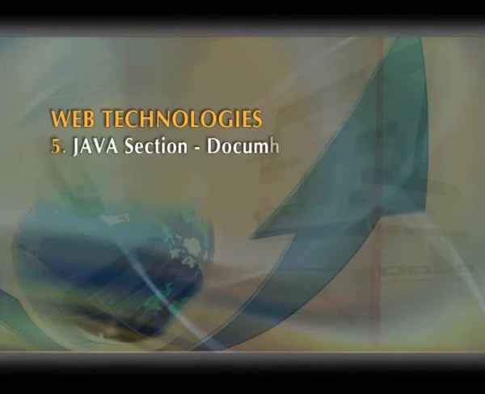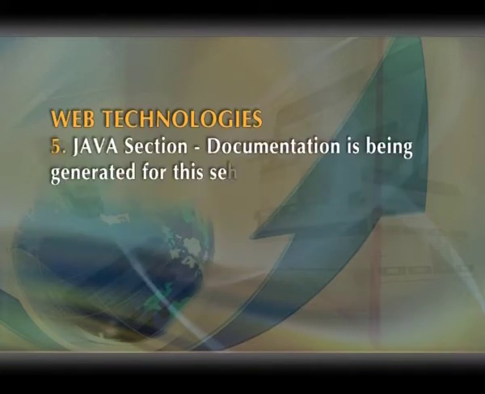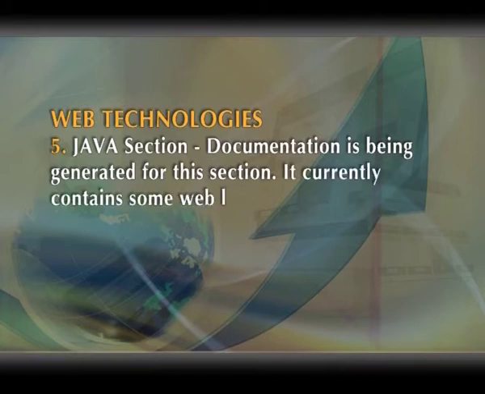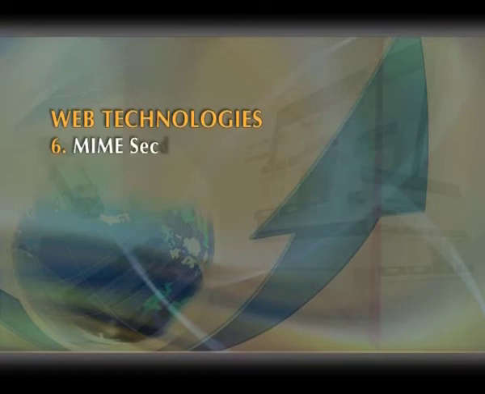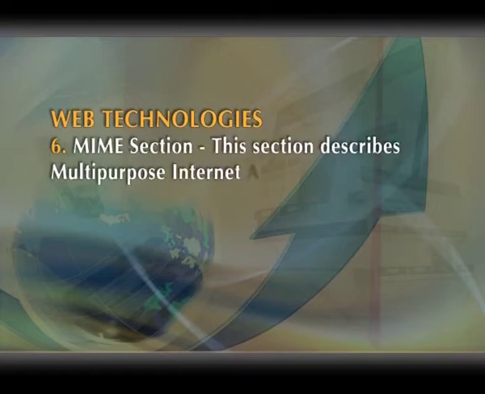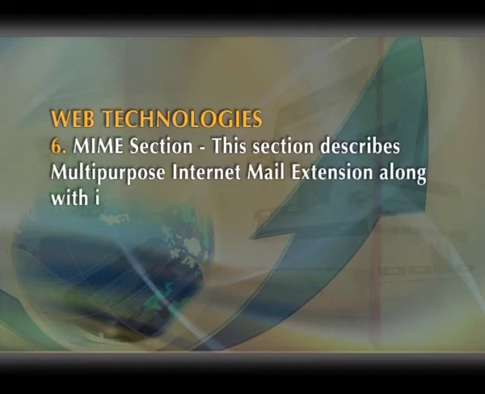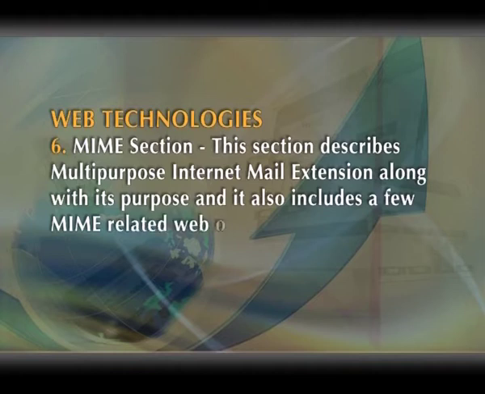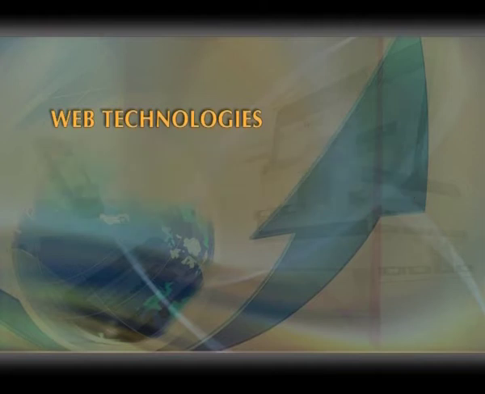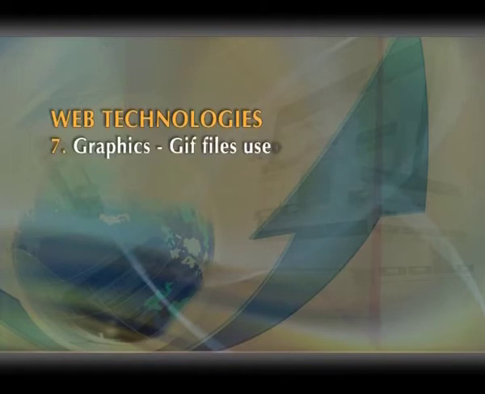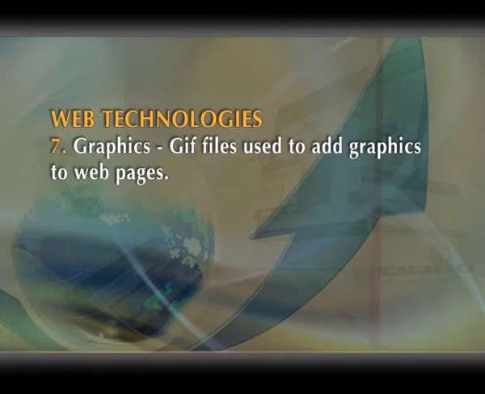Number 5. Java section. Documentation is being generated for this section. It currently contains some web links. Number 6. MIME. M-I-M-E section. This section describes multipurpose internet mail extension along with its purpose, and it also includes a few MIME related web links. Number 7. Graphics. GIF files used to add graphics to web pages.